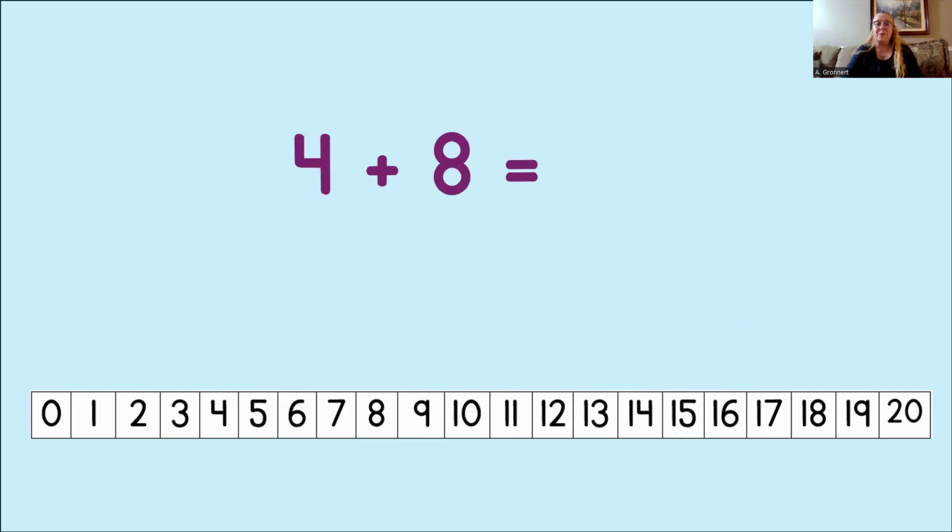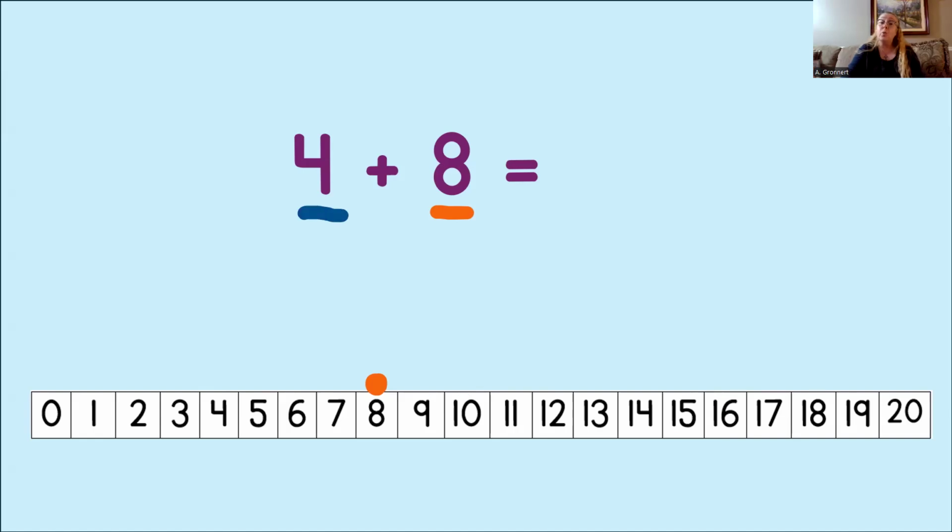Let's try a few. Okay, here's another equation. 4 plus 8. First, we need to look at the two add-ins. Which one is greater? You got it. The number 8 is the greater of the two add-ins. So let's mark the number line on the number 8, like this. Excellent. Then let's look at the equation again. The next add-in is the number 4.